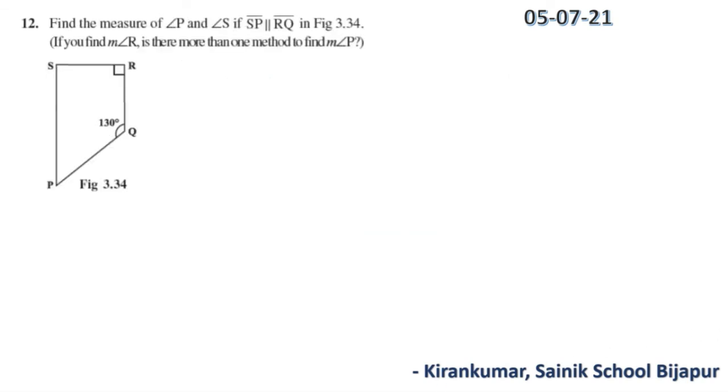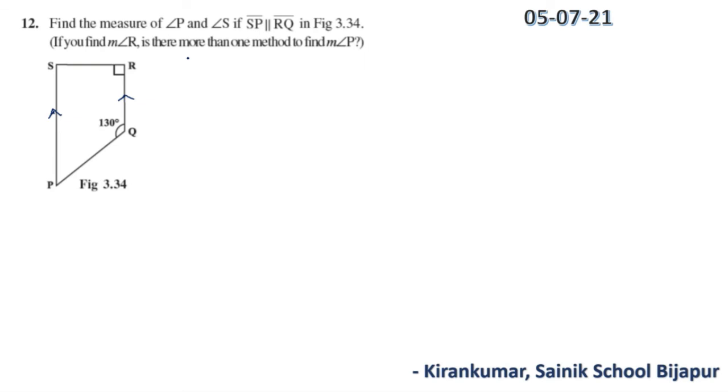Now the last question of the exercise. Find the measure of angle P and angle S if SP is parallel to RQ. SP and RQ, they are parallel to each other. Is there more than one method to find the measure of angle P? Do we have more than one method to find? That's what we have to check.